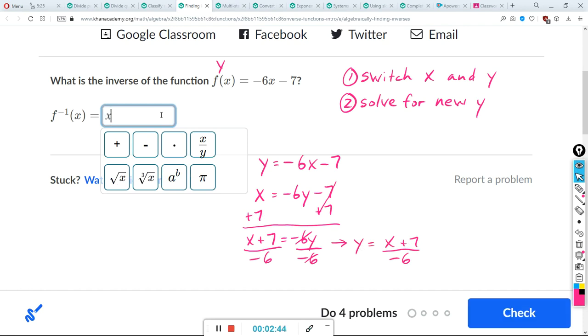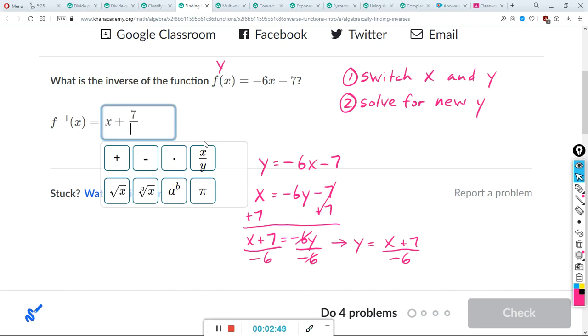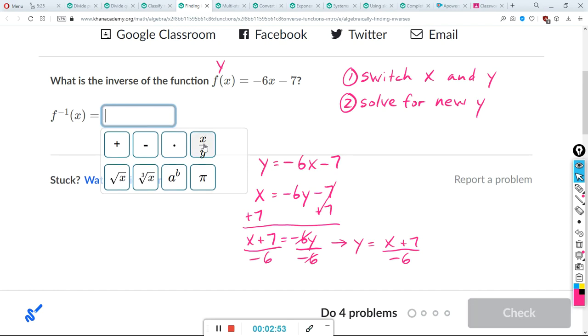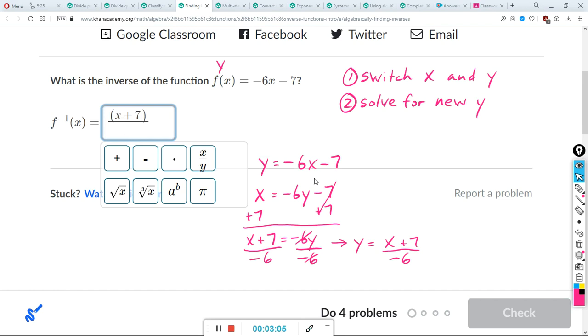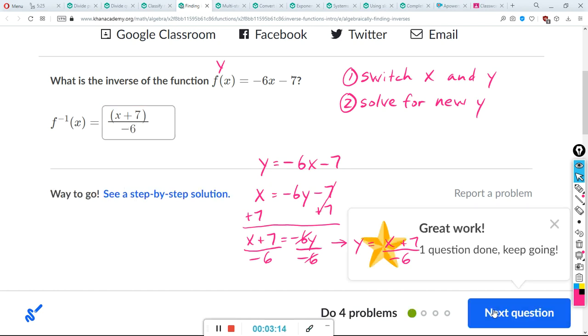So I'm going to type x plus 7. Hit the fraction button. Oh, it didn't work. We have to use parentheses. Use parentheses, x plus 7, and click the right arrow. Then you can click the fraction button, or you can just hit the slash. And the denominator is negative 6. So I think they'll take that. Let's see. Yes, so that worked.